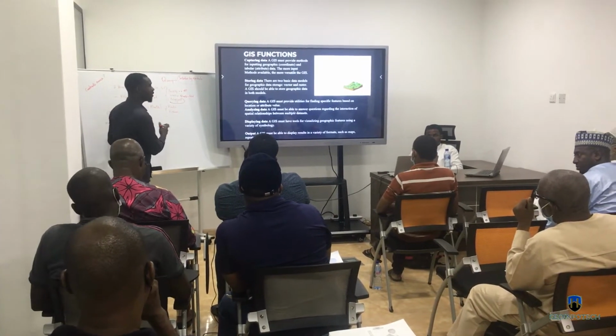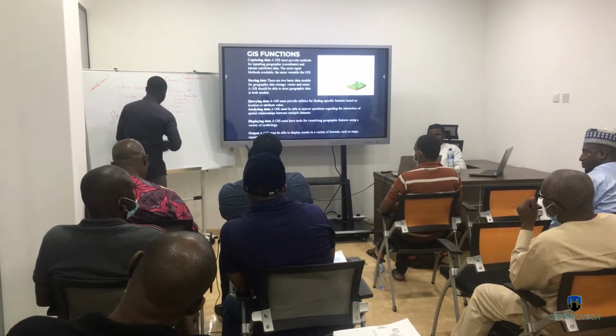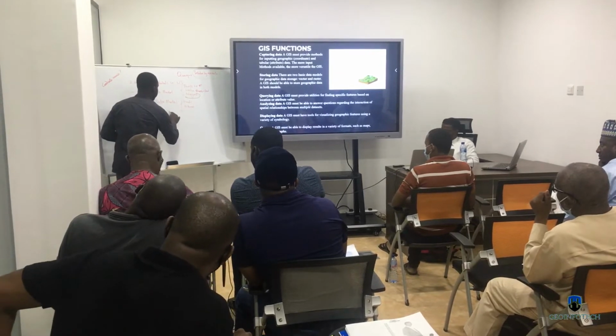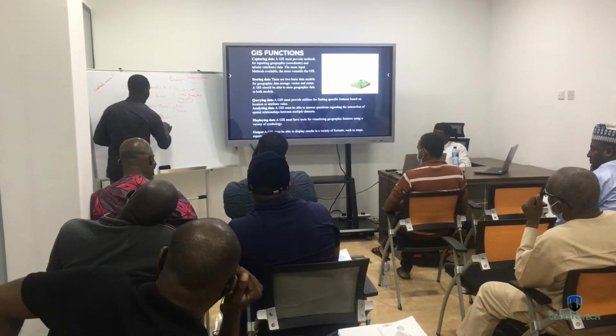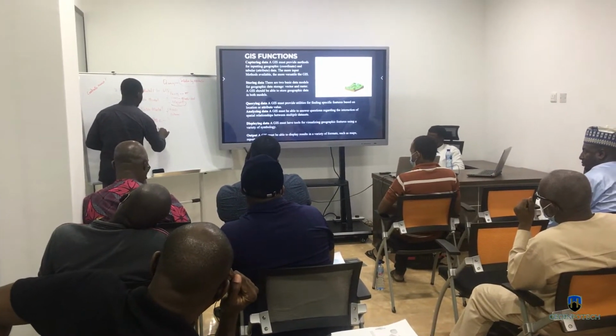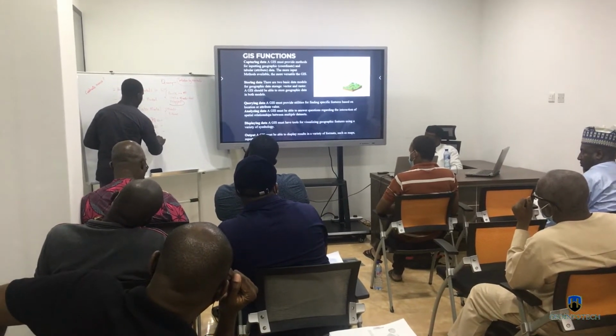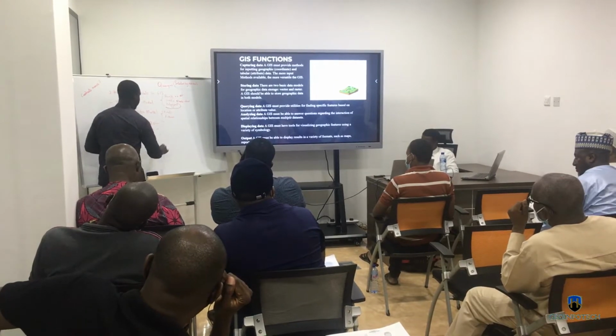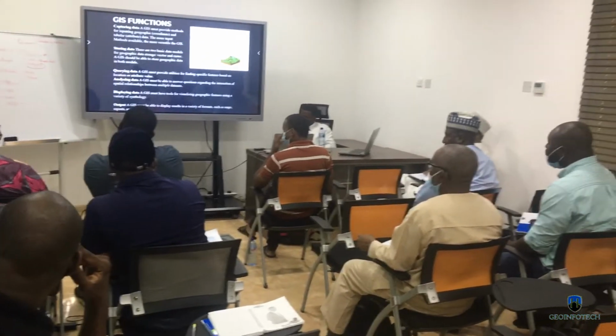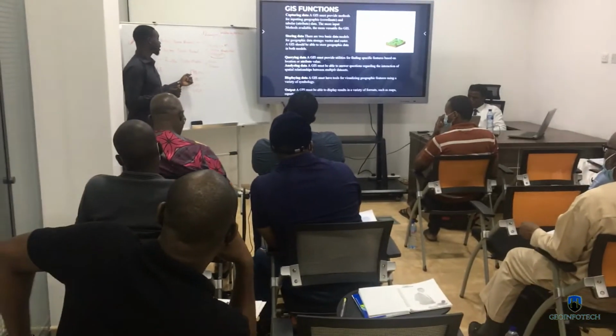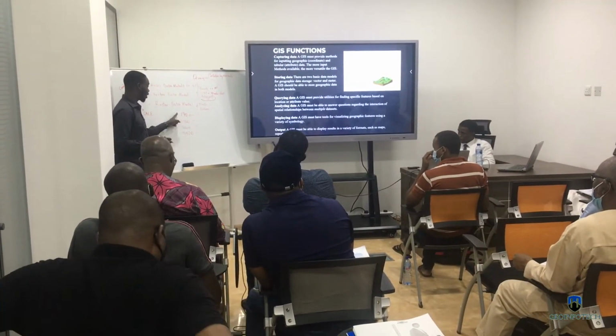So when we have the results for 1990, we can have for 2000, we can have for 2010, we can have for 2020. We are trying to determine urban growth of FCT Abuja between 1990 and 2020.